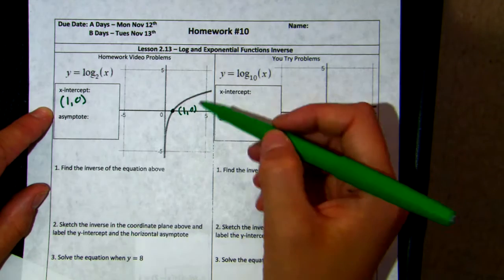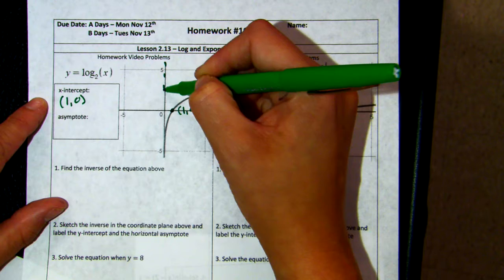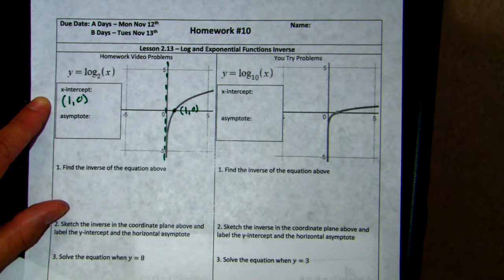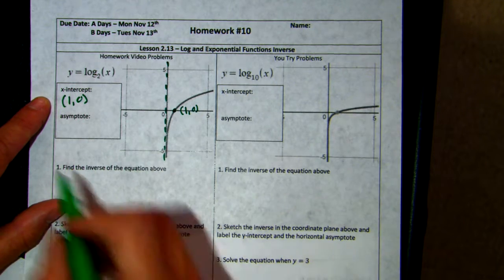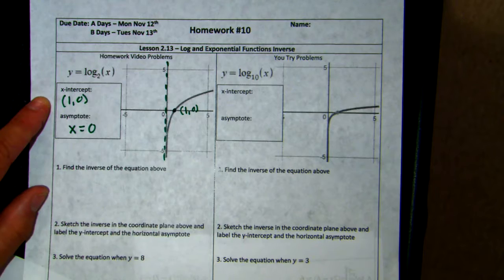For this problem, I end up having a vertical asymptote. My function gets really close to the y-axis, but never touches or crosses the y-axis. So my vertical asymptote is at x is equal to 0.